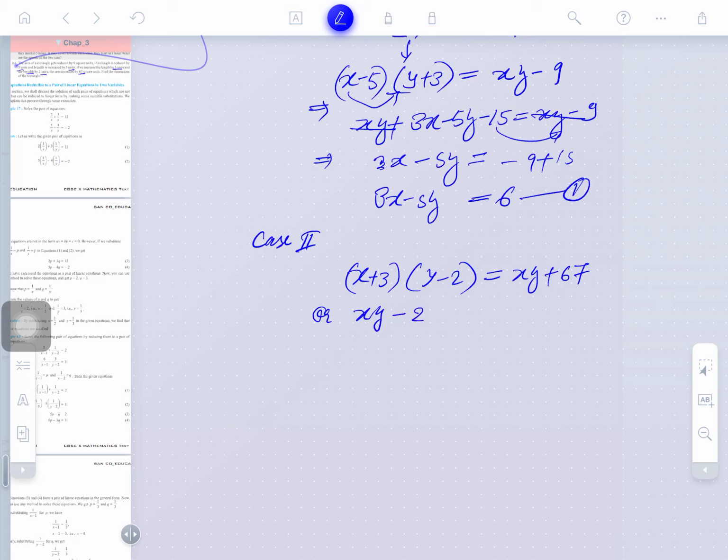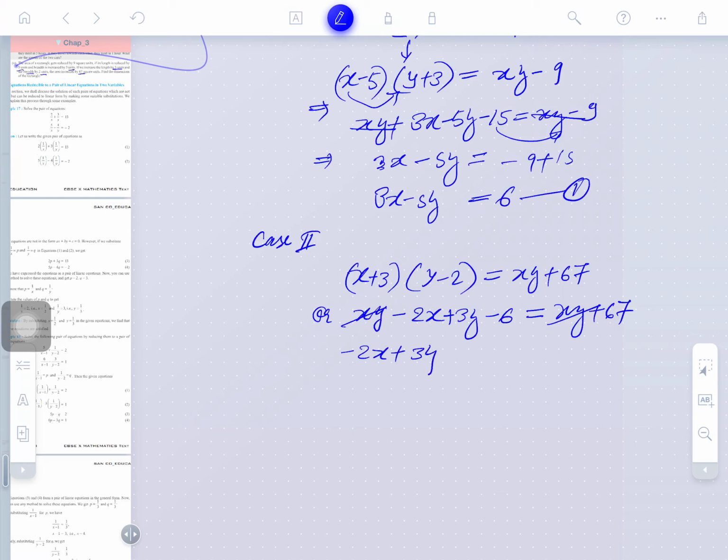xy minus 2x plus 3y minus 6 equals xy plus 67. Again, what is the meaning of solving mathematically? Obviously, if any terms occur on either side of an equation, the same terms can be cancelled. So obviously the terms are to be cancelled from either side. This is simplification.